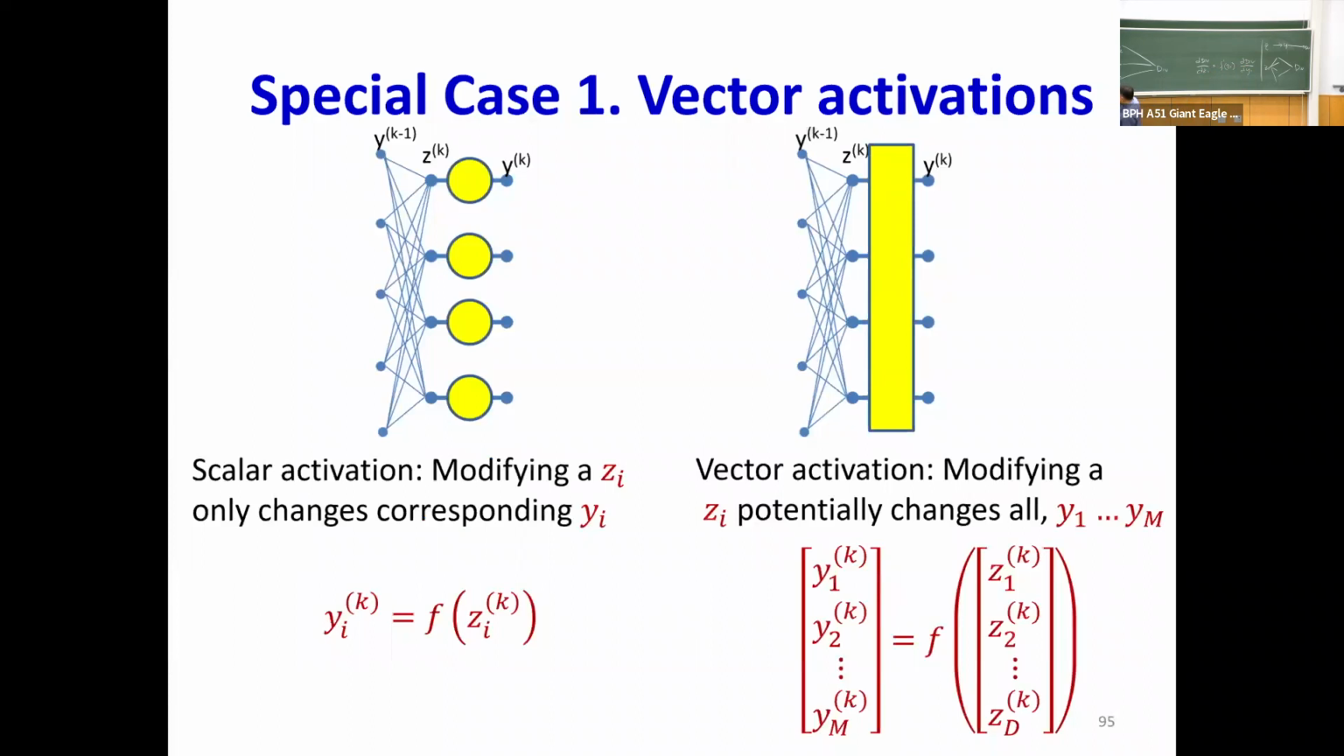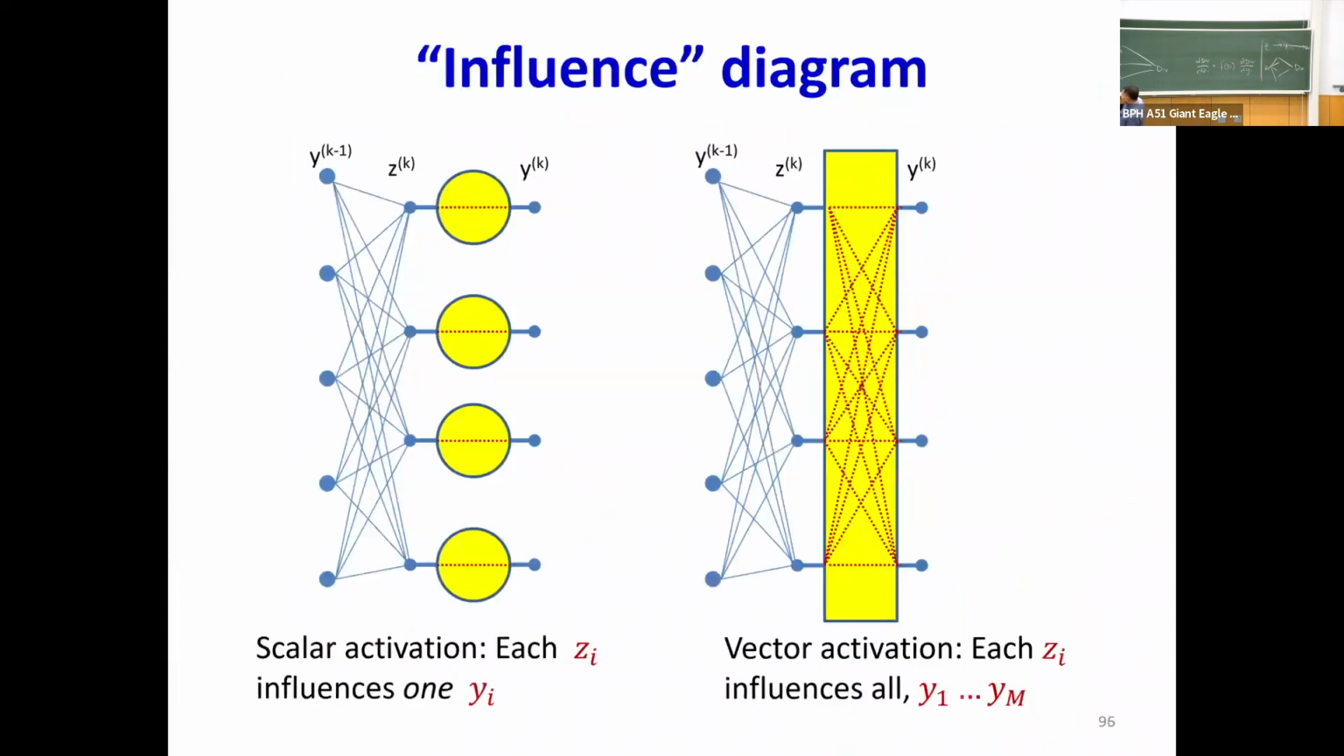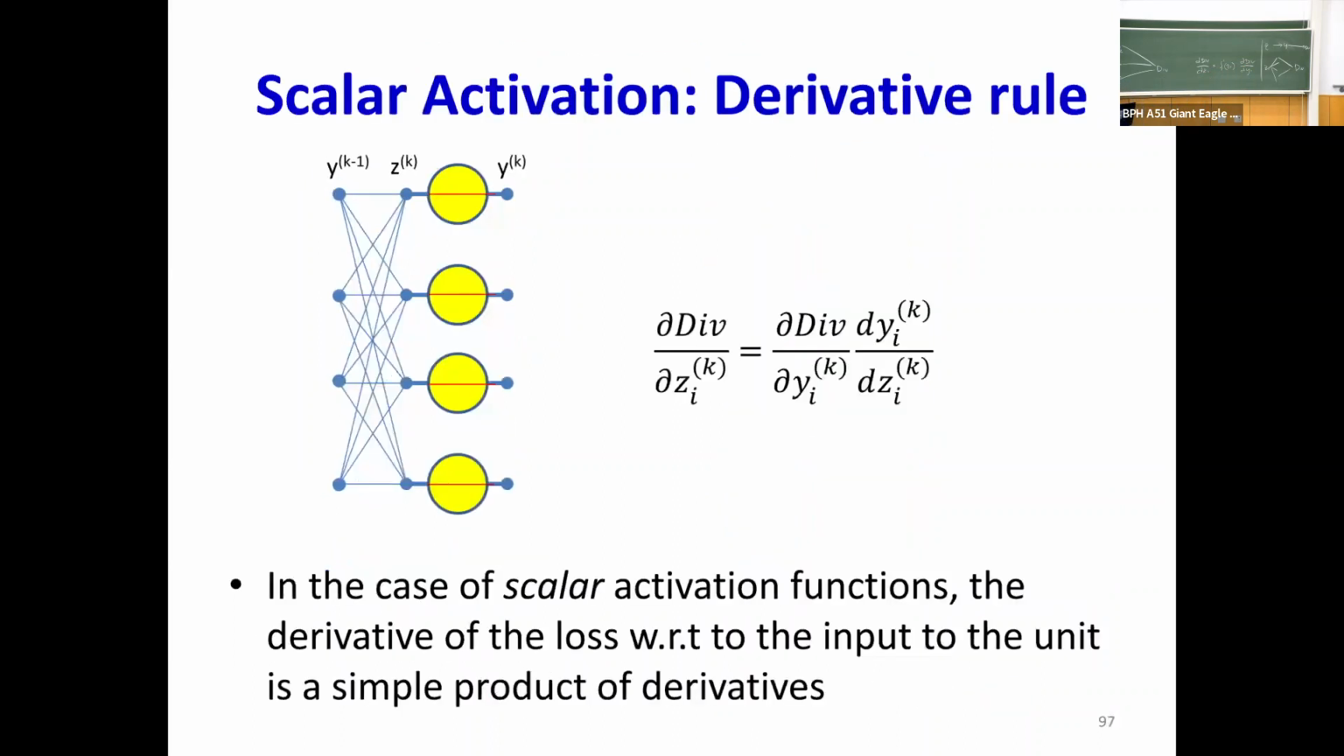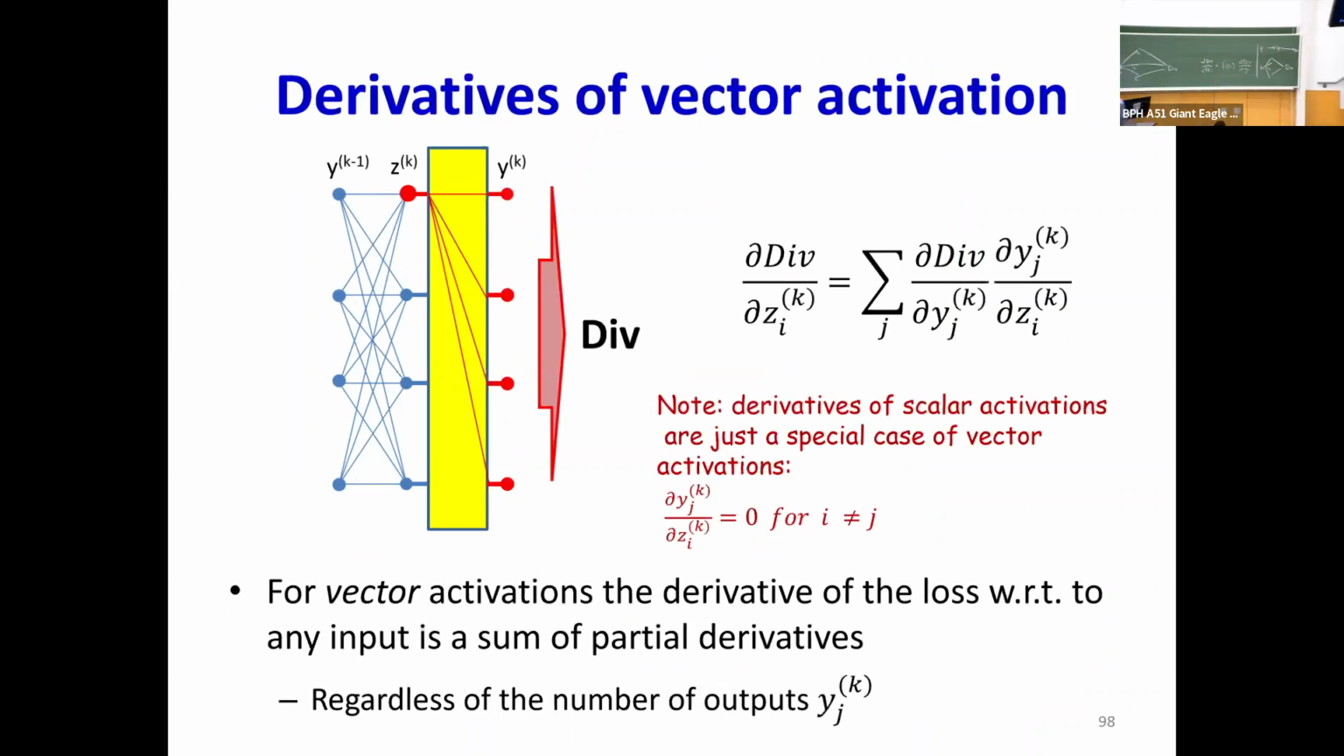So again, this is the vector activation, remember? And when we spoke of vector activations, for the scalar activation, this was the rule that we had. In the case of the vector activations, changing a z influences all the y's, and all the y's influence the divergence. So now to compute the derivative of the divergence with respect to any z, we're going to sum over all of the y's. And what would you sum? The product of the derivative of the divergence with respect to y times the derivative of y with respect to z. Make sense to everyone?